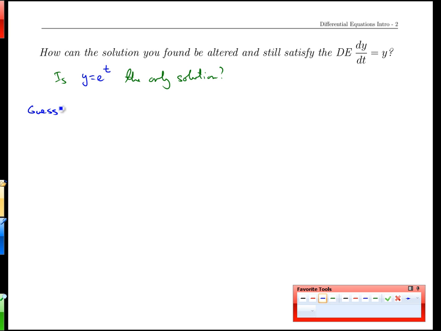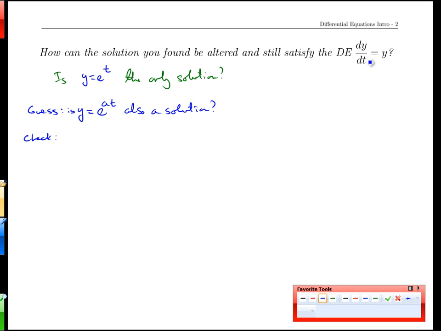Some people would suggest, what if we generalize this? Let's make it not a k. Let's make it e to the ct. Let's make it a, e to the at. What if we had a different exponential and asked, is that also a solution? Well, let's check. And here is an important idea for differential equations.